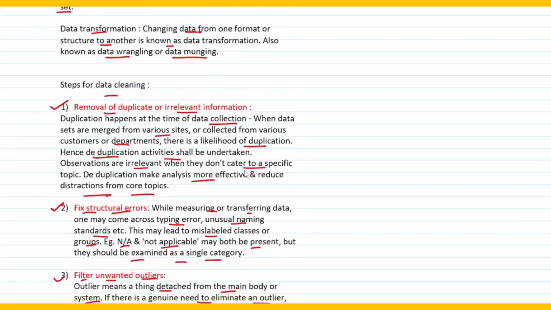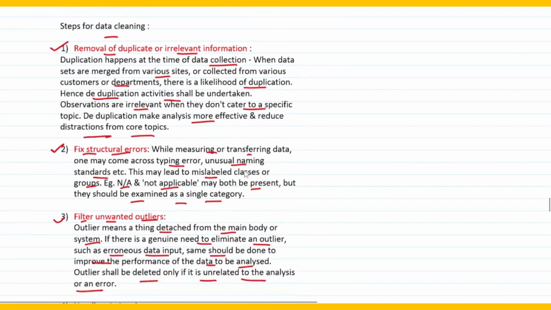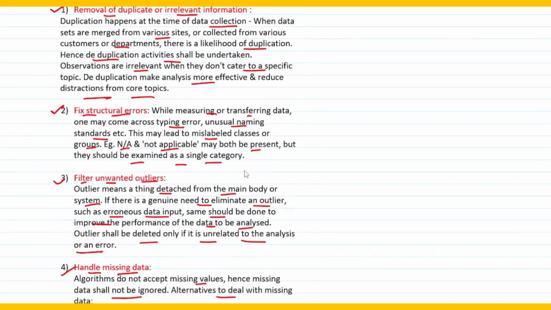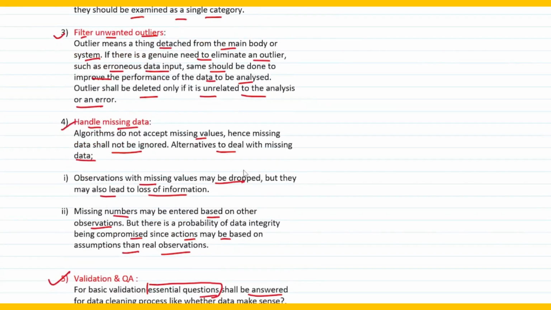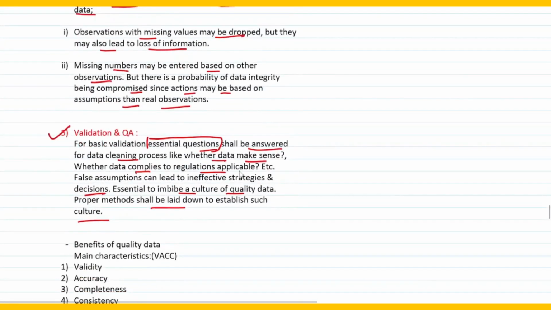First of all, you have to make sure that there is a removal of duplicate or irrelevant information. Secondly, you have to make sure you fix the structural errors. Third one is you have to filter the unwanted outliers. Then you handle the missing data. For that, there are two alternatives. And finally, you talk about validation and QA, right?